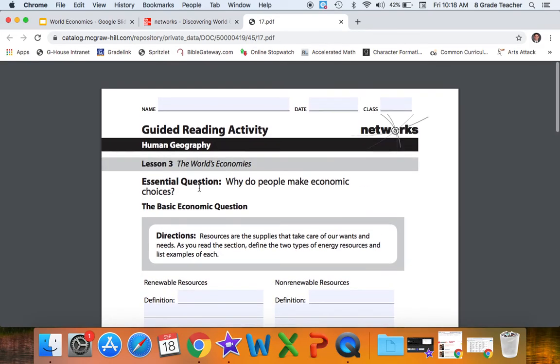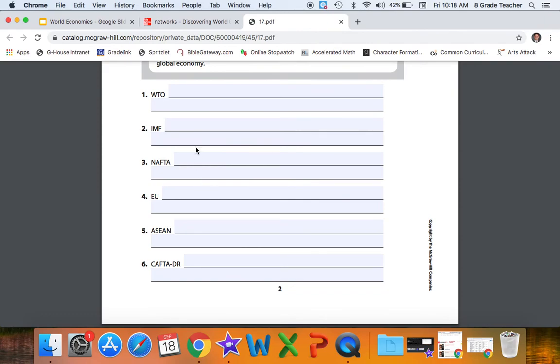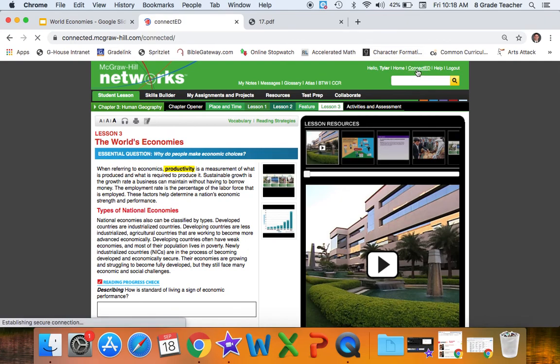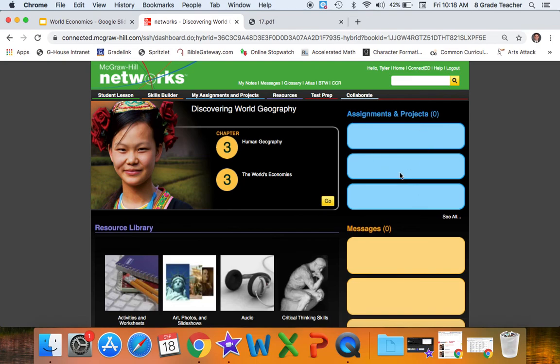Your assignment is to make sure that you've completed all of this page, and then when you're done with that reading in this page, complete your online quiz that should be assigned to you. If I go back, click on your student edition, it should be assigned in that assignment section.